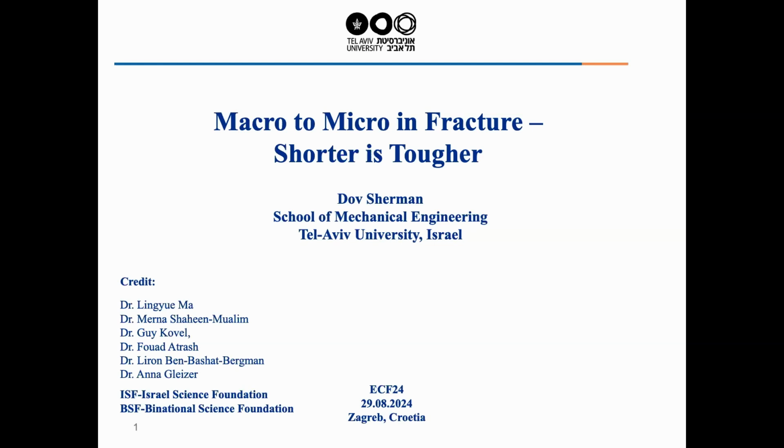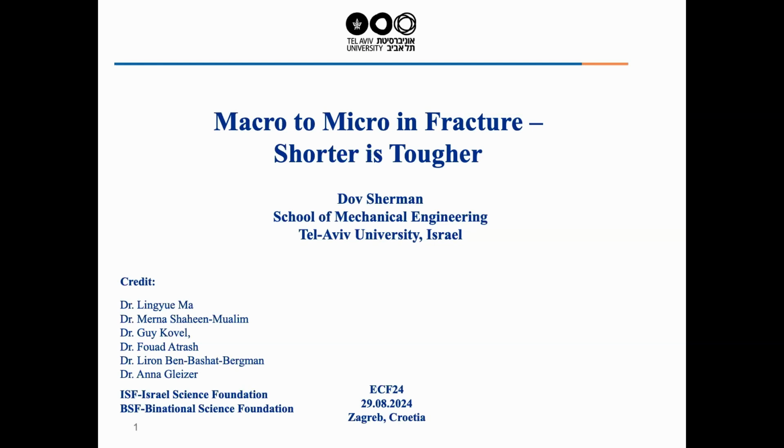Thank you all for coming. My name is Sherman, from the School of Mechanical Engineering at Tel Aviv University, Israel. I'm going to talk today on macro to micro in fracture: macroscopic fracture properties versus microscopic bond-breaking mechanisms along the crack front. My second title is Shorter is Tougher.